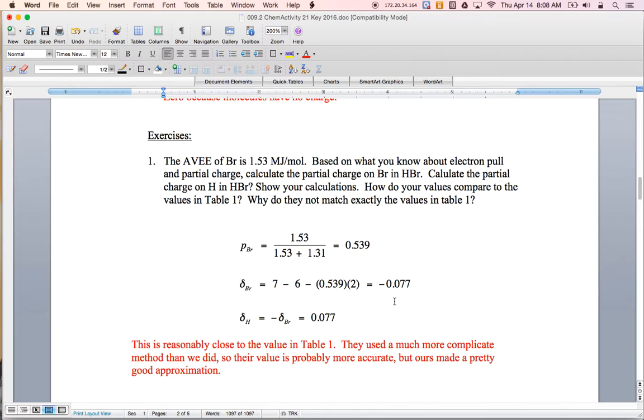Knowing that the hydrogen has to have a partial charge that perfectly counteracts the negative partial charge on bromine, we can very quickly determine that the partial charge on hydrogen is a positive 0.77. And this is reasonably close to the value in Table 1. Keep in mind that in Table 1 they used a much more complicated method than we did, so their value is probably more accurate, but ours made a pretty good approximation.